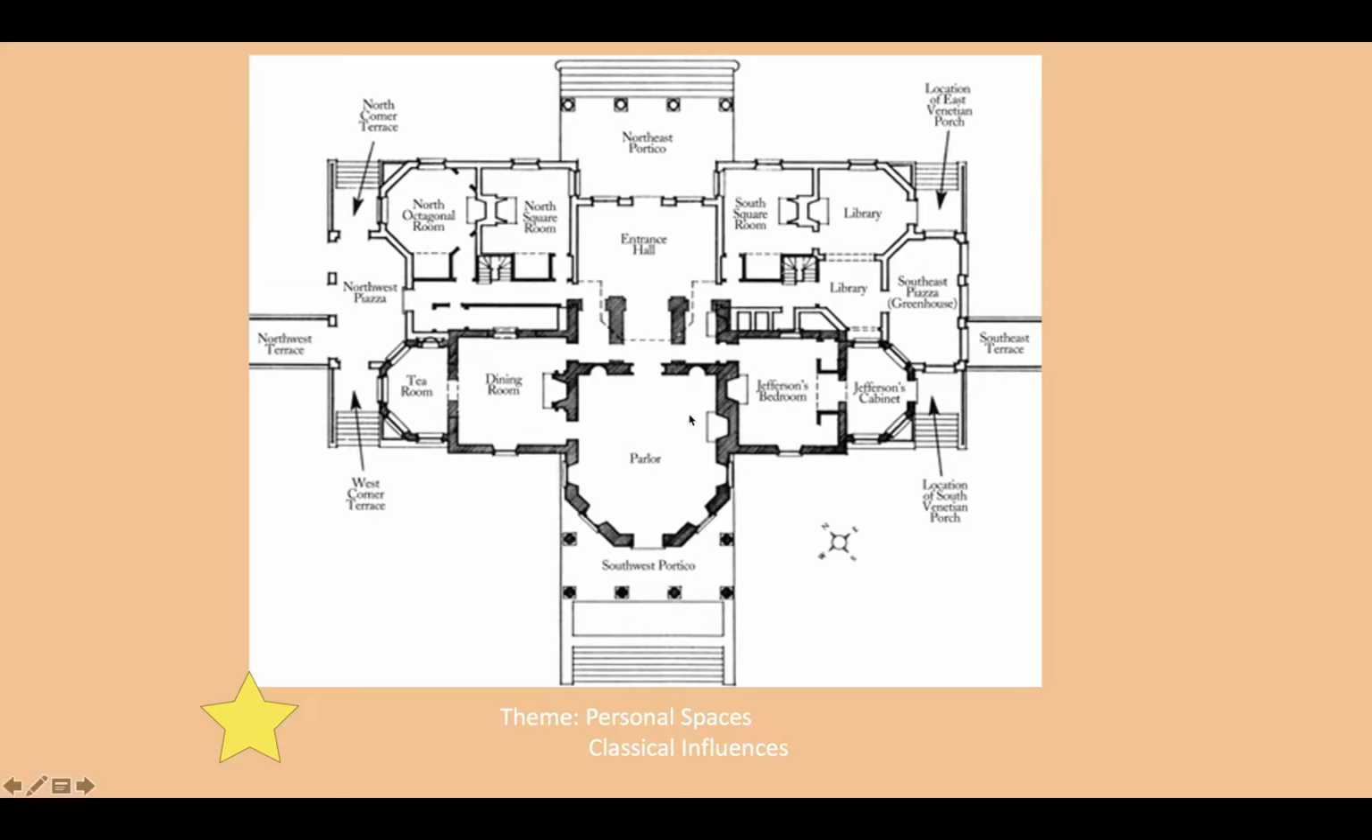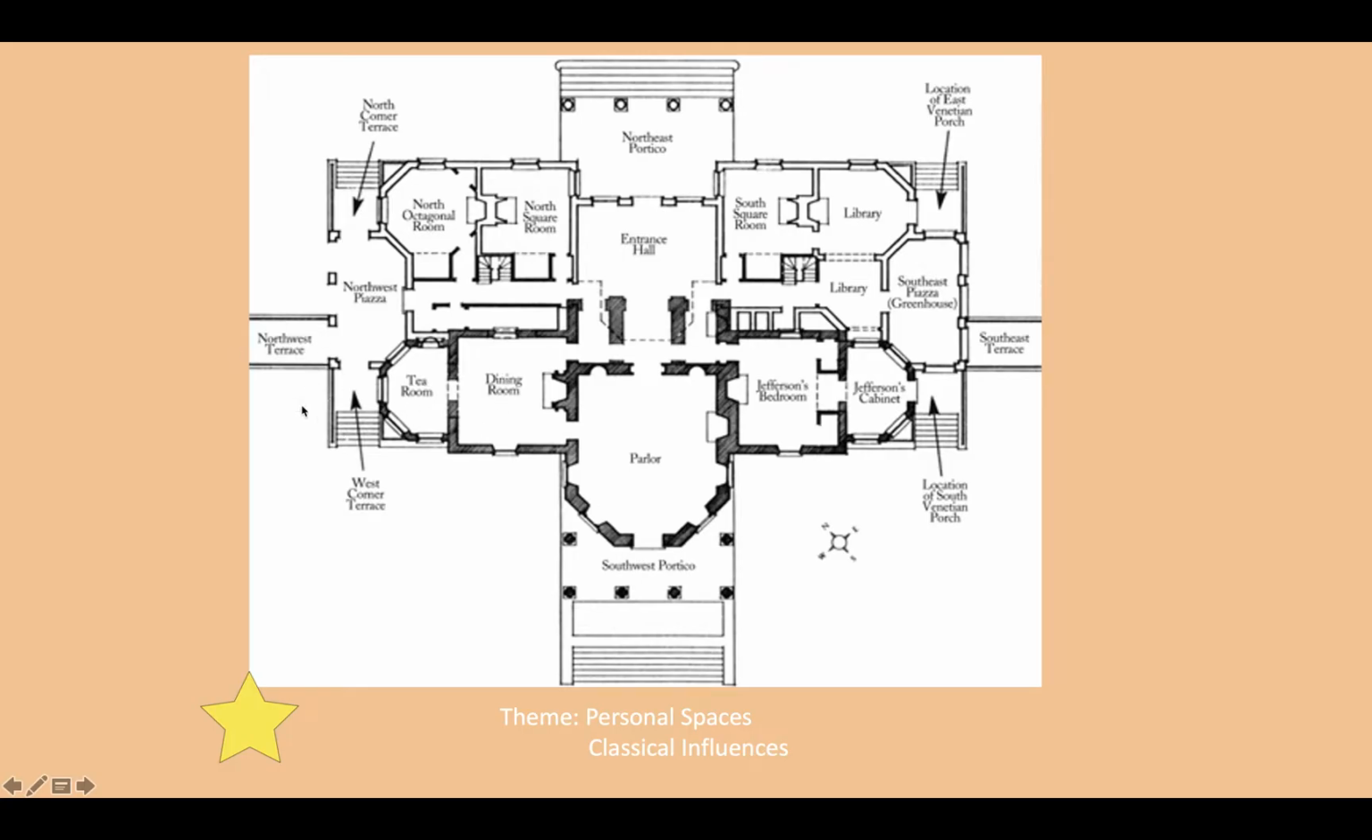design. Here we have the portico, we have the entrance hall. You come in, we have the parlor. This is where our Oculus is. Dining room, Jefferson's bedroom, Jefferson's cabinet, like a little office-y kind of thing. His library. This is the greenhouse, more library. This is just a room to meet people, another room to meet people, another room to gather and meet people, the dining room, and the tea room.